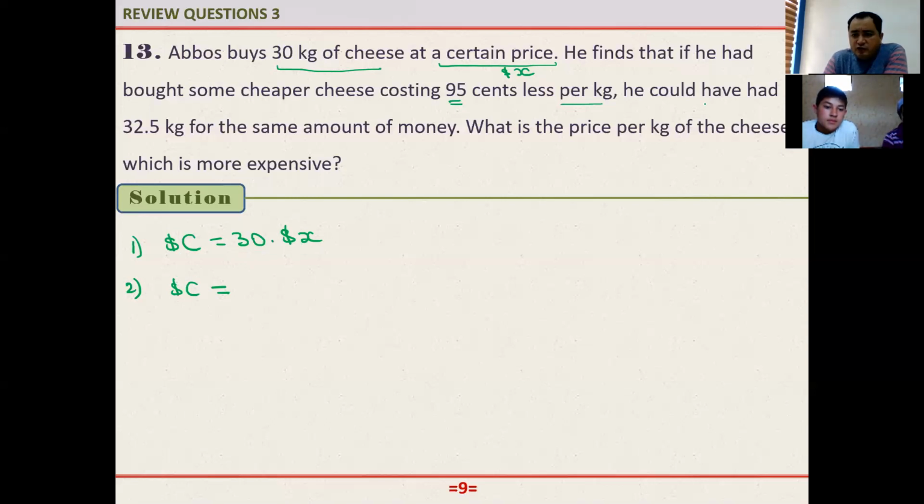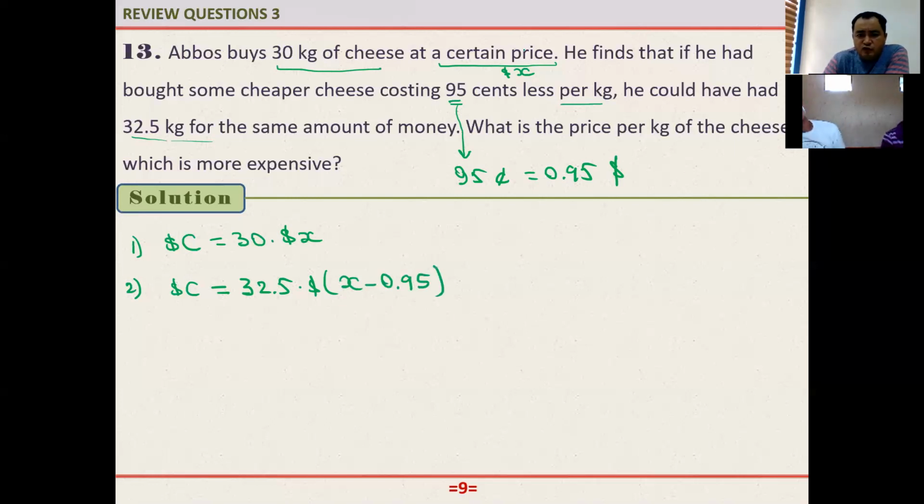So here it says that he could have 32.5 kg for the same amount of money. So here we have 32.5 kg, and each kilogram of this cheese is costing 95 cents less. Since everything else is in dollars, first we have to convert this into dollars. So 95 cents is equal to $0.95. So here we will have X minus 0.95. But here you should be careful. A lot of students make a mistake because units must be the same. Otherwise, I cannot cancel them out.